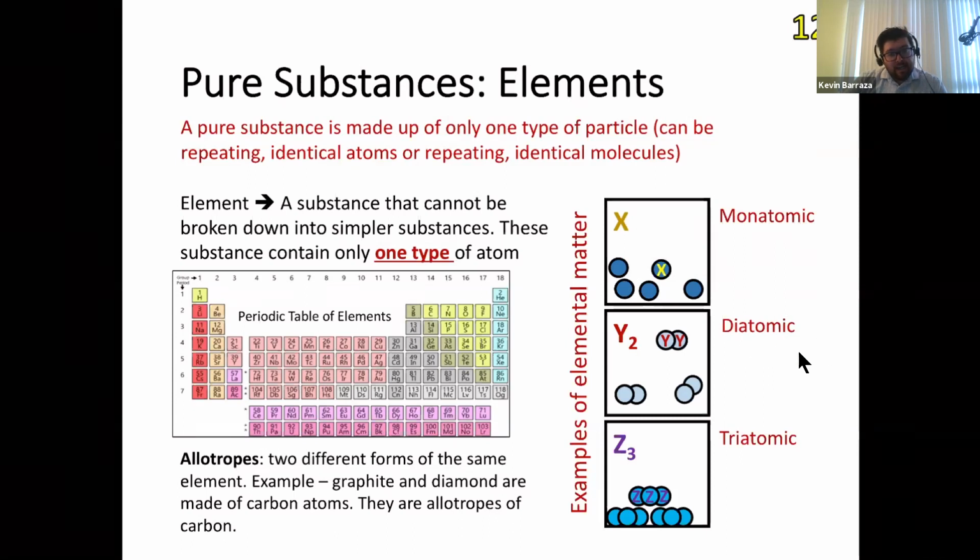If it's diatomic, it means that the element is made out of a molecule that consists of 2 atoms put together. So we would write that as Y2 for this, since we've labeled it Y. So if these are element Y, then the diatomic element will be Y2. It's telling us each particle is 2 put together. And then triatomic, and you can probably see the pattern already, triatomic means 3. So each particle is 3. So these are all examples of elemental matter.